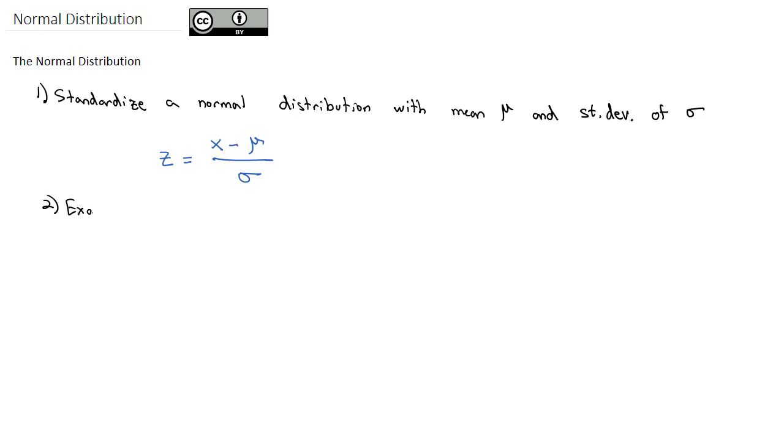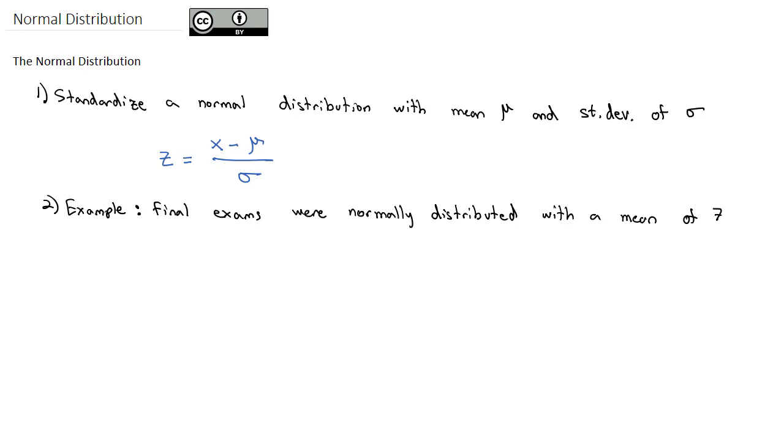So for example, if final exams were normally distributed with a mean or average score of 78 and a standard deviation of 6, we could find out the probability a random student scored less than 80.